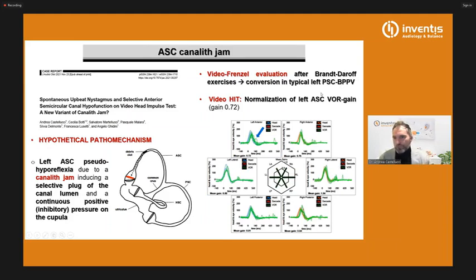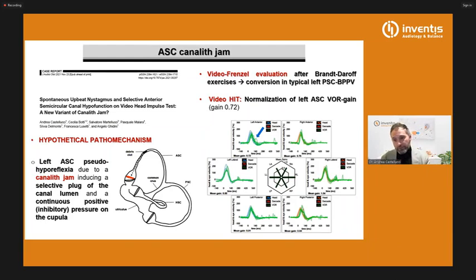We have the videos, but we have to shorten. We don't have time to show everything, and we have an almost normalization of the left anterior canal rear gain. So you can see how many different scenarios we might have if we have a canal gem, according to the position of the canal, according to the canal affected, according to the position of the clot within the canal.